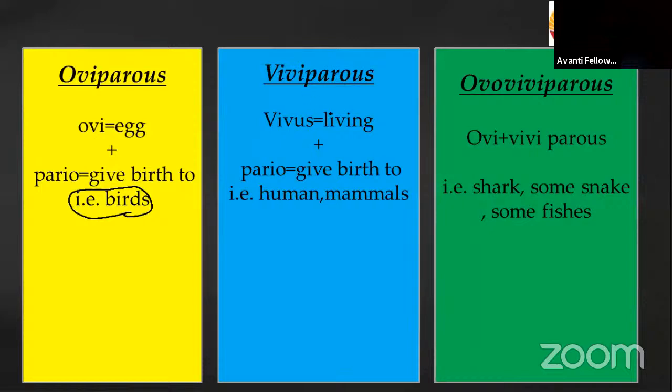Okay, so viviparous is nothing but a living organism being given birth. Vivus means living, मतलब जैसा parent है वैसा ही बच्चा निकलेगा. ठीक है, so giving birth to the normal organism, that might be an example of humans and mammals.